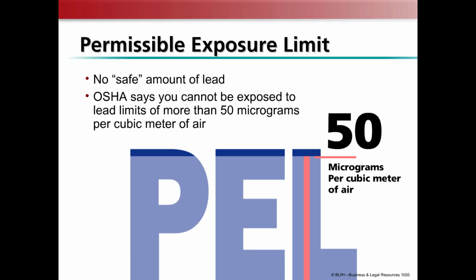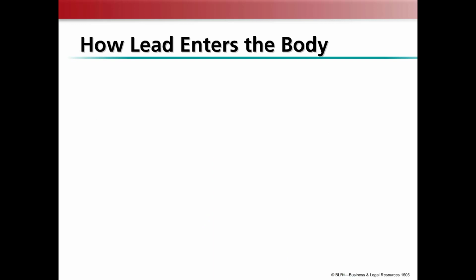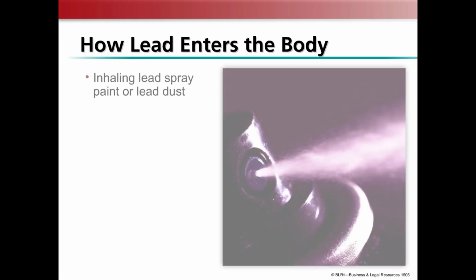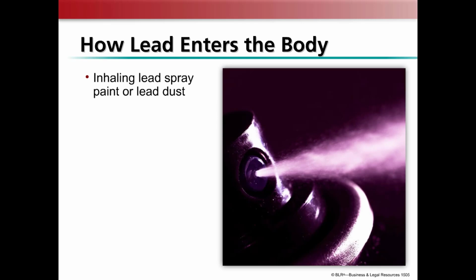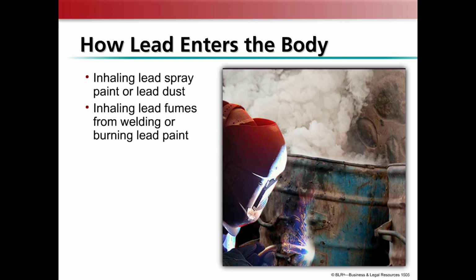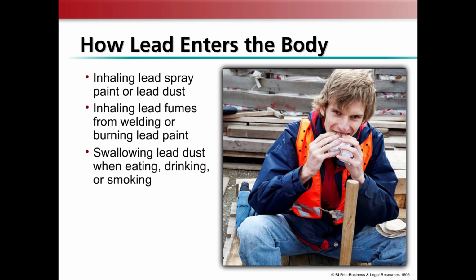Lead is not hazardous if it can't get into your body. However, in construction, there are several ways lead can get into your body. In order for lead to enter the body, it must be in the form of a dust or fumes. Lead cannot go through your skin. You can inhale lead spray paint or lead dust from such jobs as sandblasting, grinding, sanding, sawing, or cutting on structures containing lead paint or other lead products or coatings. You can inhale lead fumes from welding or burning lead paint. Lead can also get into your body by swallowing lead dust on your hands when eating, drinking, or smoking.